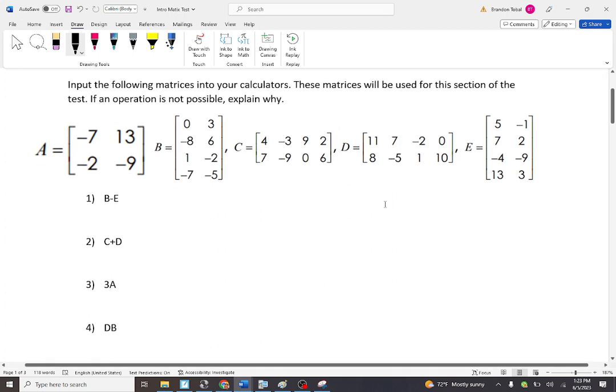Matrices, okay? Everything on matrices we could do with a calculator. So I want to show you how to do it with a calculator to make your life easier. You get about 6 questions on the test for free. B minus E.